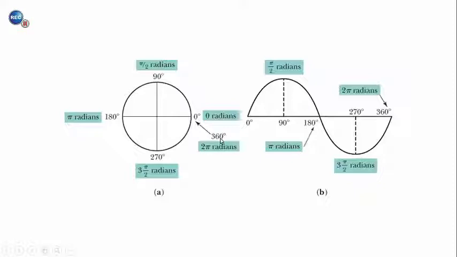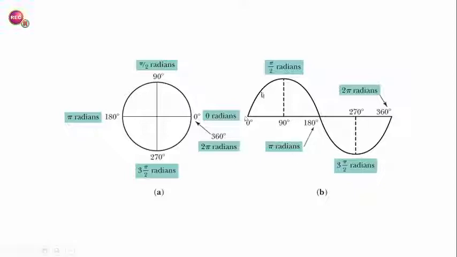That corresponds to 360 degrees. Half of a rotation would only be pi radians, which corresponds to 180 degrees. Pi over 2 radians would be 90 degrees, and 3 pi over 2 radians would correspond to 270 degrees.